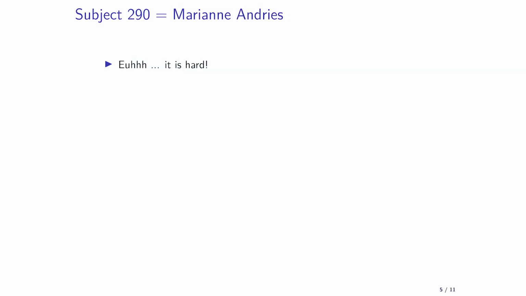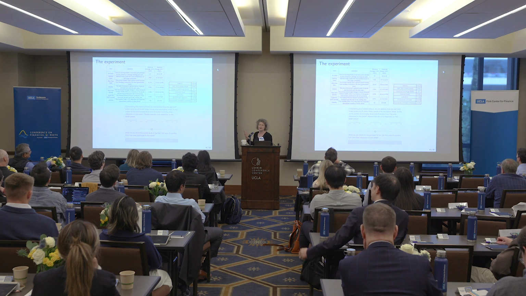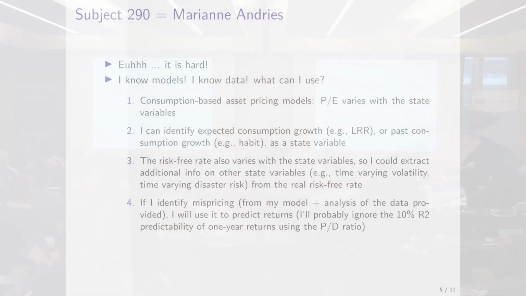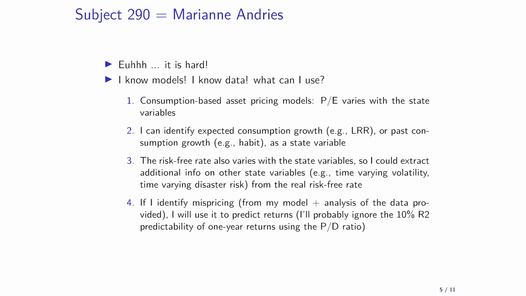And I was like, okay, wait, what would I say? I'm supposed to know some things. So I was like, that looks hard. But wait, I know models, I know data, what can I use? Well, I do know consumption-based asset pricing models. I've done John Cochrane's class. And I know that in a lot of them, we don't have state variables. But when you do have state variables running around, price earning ratios will catch some of that.